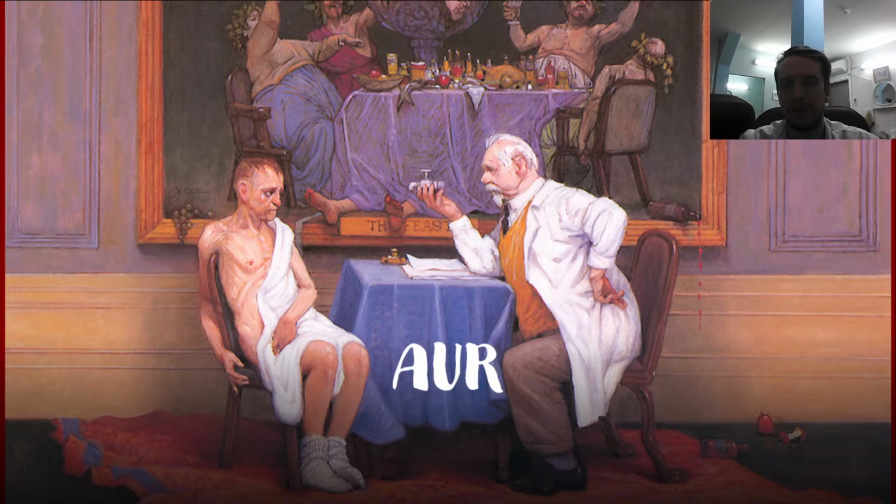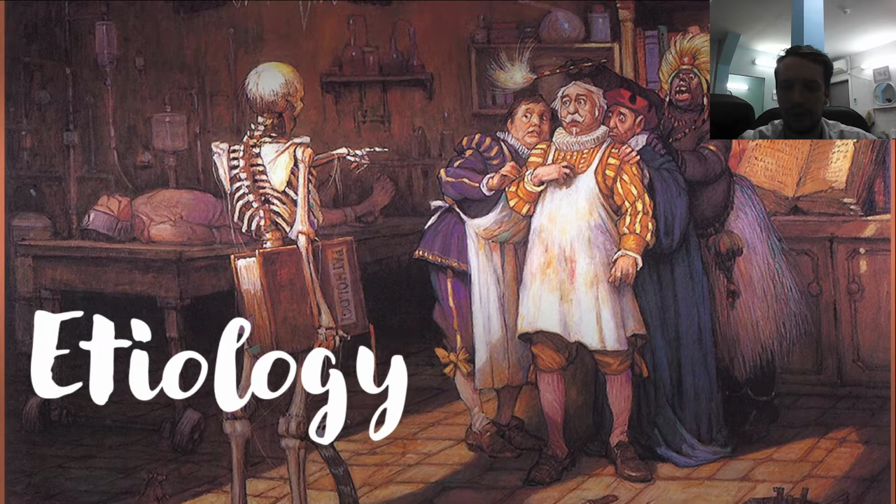AUR, acute urinary retention. It's when the patient can go to the toilet but can't empty the urinary bladder. Etiology: disease of the genitourinary system. Two types: disease of the genitourinary system and disease not related to the pathology of the genitourinary system.